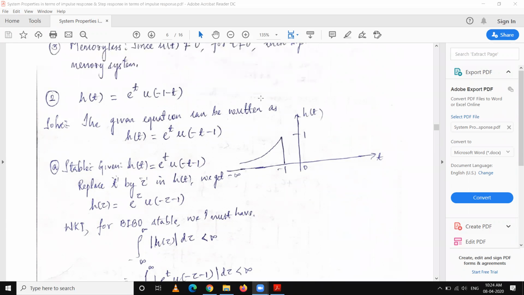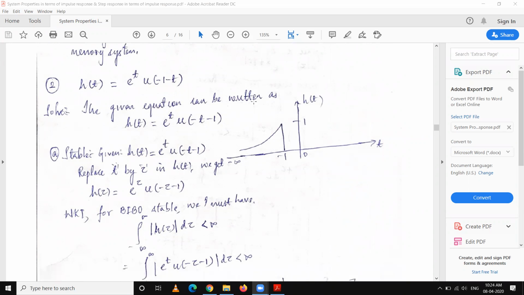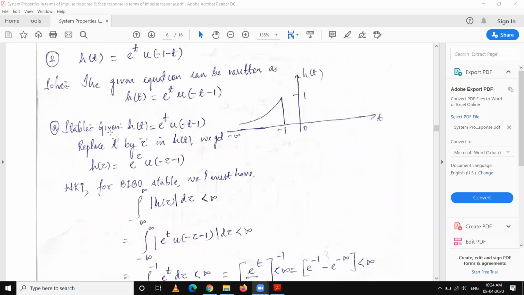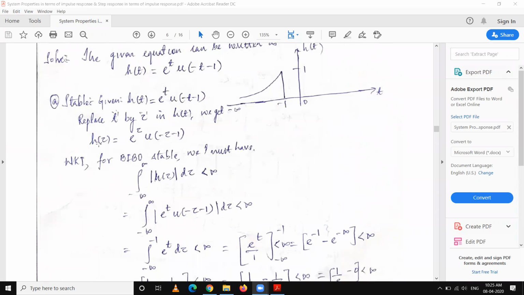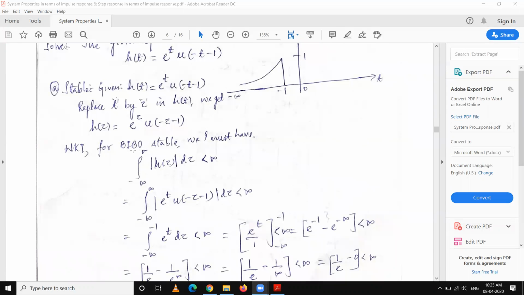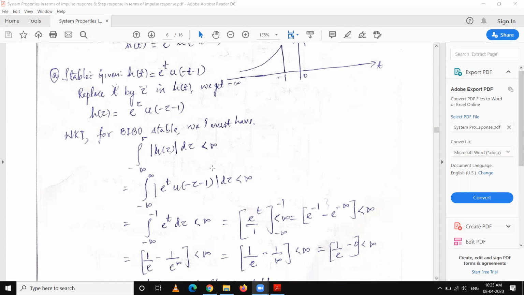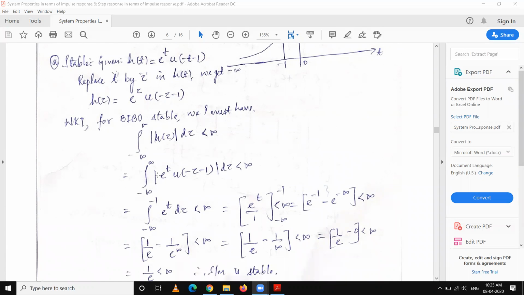Now we'll see whether the system is stable, causal, and memoryless. So write the given data. Then for stability, h of t is equal to e raised to t u of minus t minus 1. Replace t by tau in h of t, we get h of tau is equal to e raised to tau u of minus tau minus 1. According to the formula of stability, it is integration from minus infinity to plus infinity of mod of h of tau d tau less than infinity. Putting the value of h of tau, e raised to tau u of minus tau minus 1 d tau less than infinity.